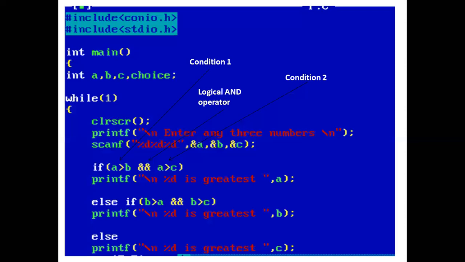While, and in parenthesis 1. 1 means the condition is always true. Now control comes inside the while loop.